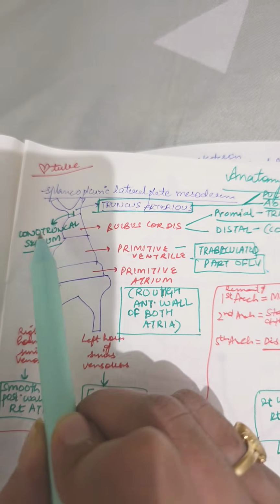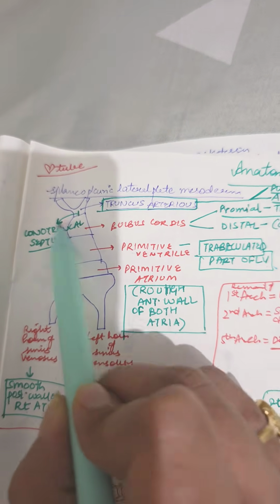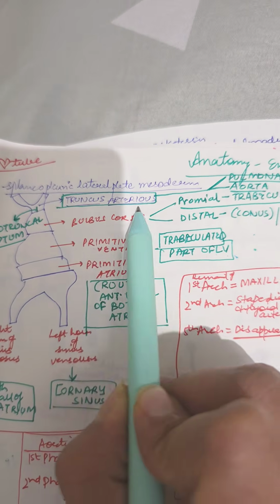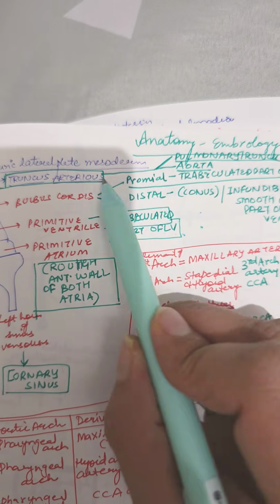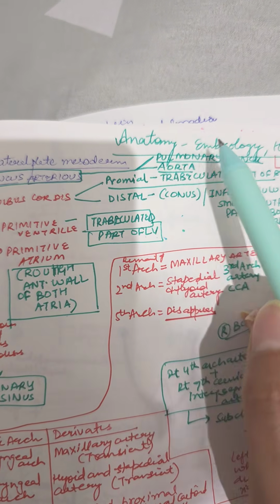All the conotruncal defects, where there is a conotruncal septum, occur here, along with the truncus arteriosus. What is truncus arteriosus? In this you have to remember there is a formation of the aorta and the pulmonary trunk.